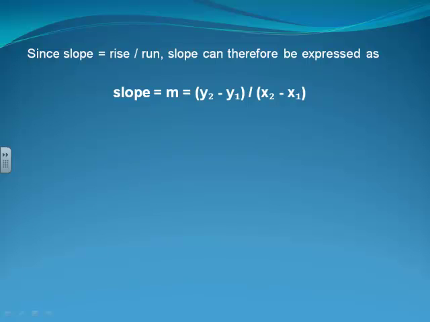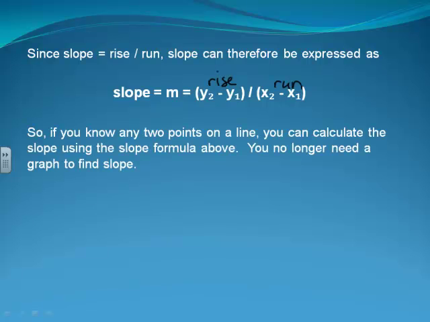Since slope equals rise over run, slope can therefore be expressed as y2 minus y1, which we just said is the same as rise, over x2 minus x1, which is the same as run. So if you know any 2 points on a line, you can calculate the slope using the slope formula above. The advantage to that is you no longer need to have a graph to find the slope.